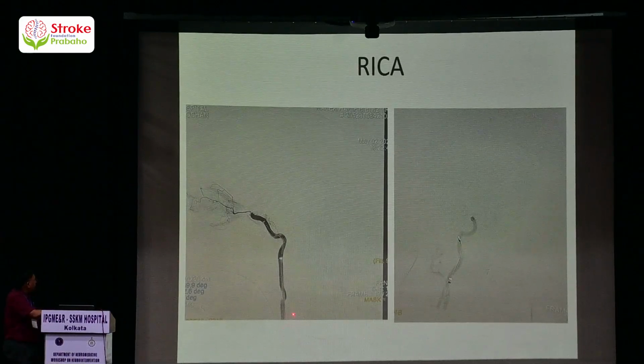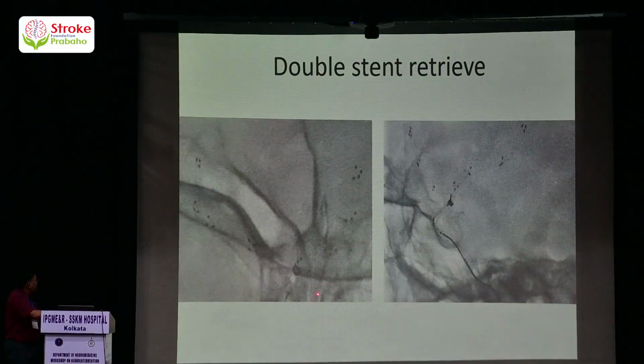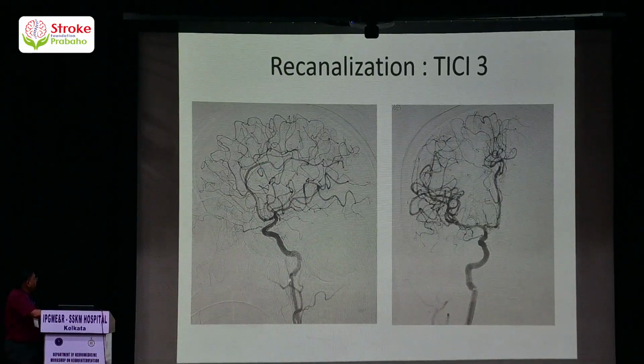And what we have seen on the CT angio, there was a vitreous occlusion, but when we took the DSA, we found there's an occlusion of the supraclinoid segment of the ICA after the origin of the ophthalmic artery. So we placed two stent retrievers, one in the middle cerebral artery, another in the anterior cerebral artery. This is the middle cerebral artery and this is the anterior cerebral artery. And we could get TICI 3 recanalization in this pseudo occlusion.